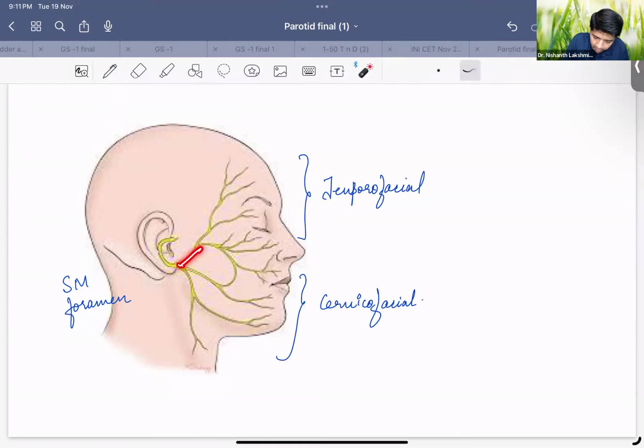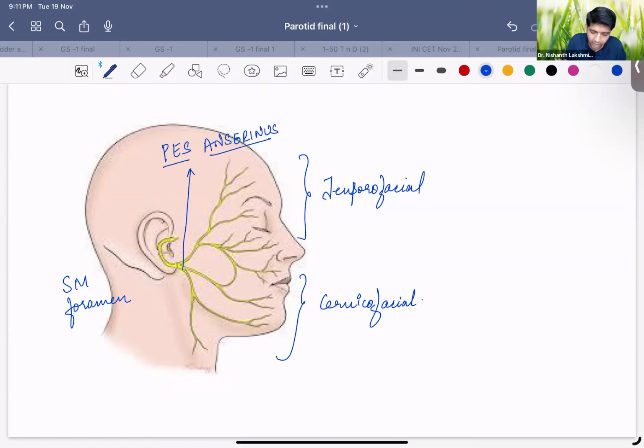Now, this split where it happens into those upper three and lower two branches, this area is called the pes anserinus. Can someone tell me what this means? Or what is the literal meaning of this term, pes anserinus? Go for it, Praveen. Goose foot, sir. Goose. Correct, correct.